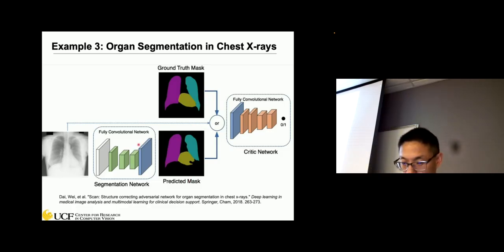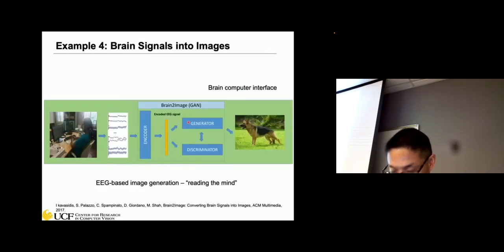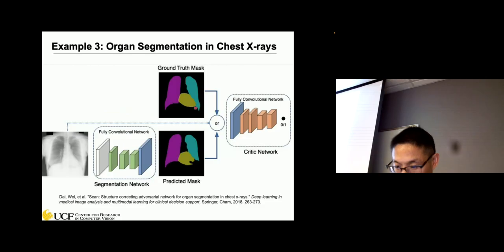So basically, you can train the generator to generate these masks, and also have a discriminator trying to tell if this is a real or generated mask. Once the network is trained, then basically you can use the generator network as your semantic segmentation network to do the segmentation.